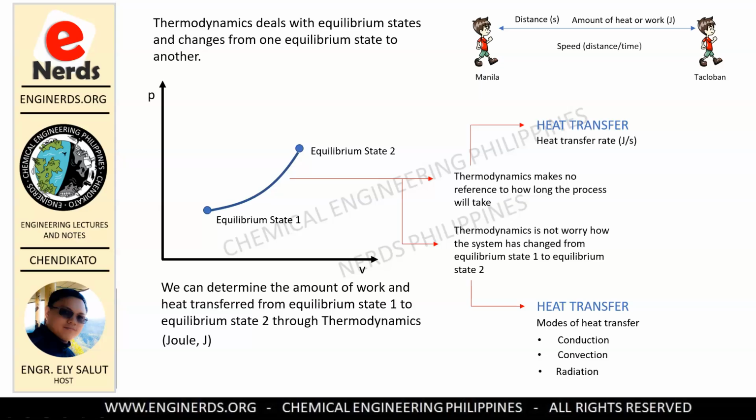How about yung speed, distance over time? Analogous naman siya sa rate of heat transfer. So, kung gaano mo kabilis narating yung Tacloban from Manila, sa rate of heat transfer naman, makikita natin kung gaano kabilis narating natin from equilibrium state 1 to equilibrium state 2. Ngayon naman, paano ka nakarating sa Tacloban? Naglakad ka ba? Nag-land travel? Nag-eroplano? Or nagbarko? Yan naman yung may kukumpara natin sa modes of heat transfer.